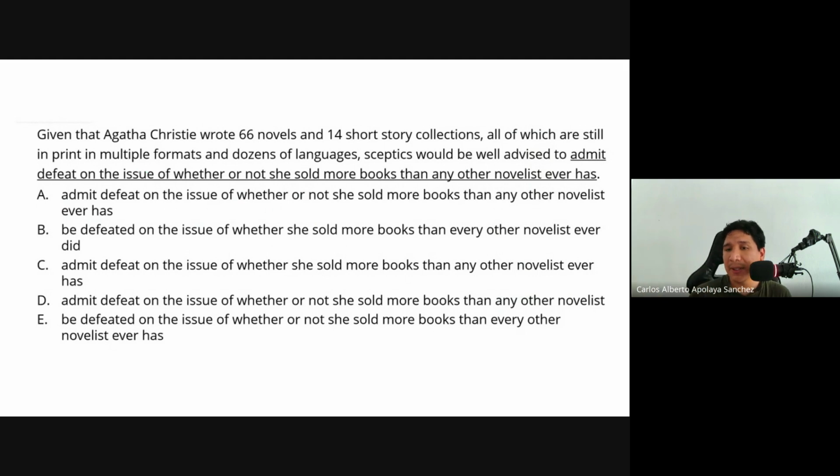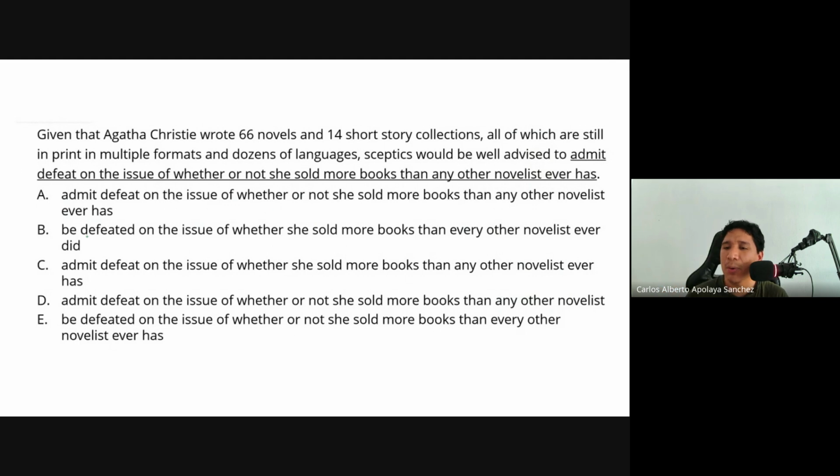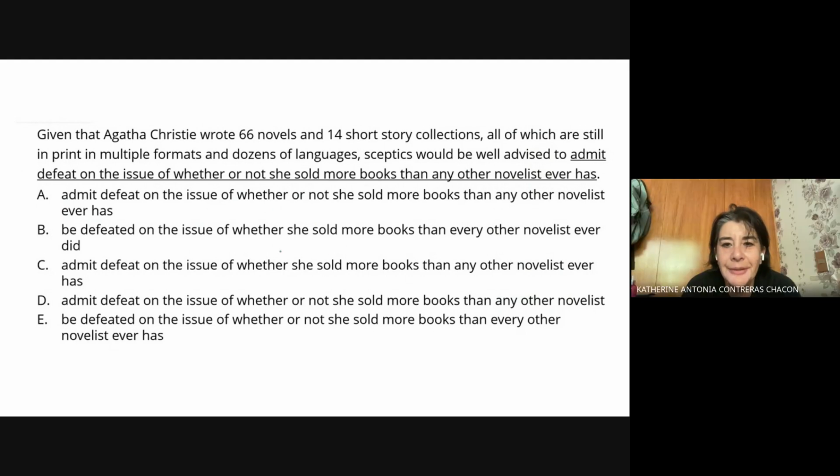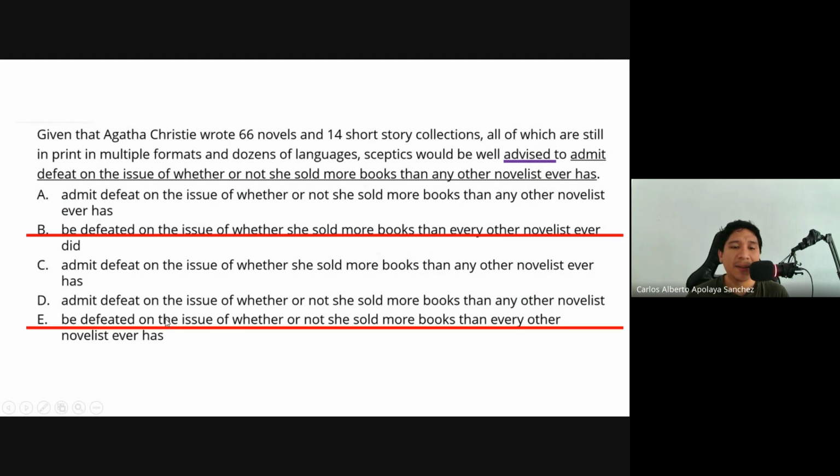For example, you never suggest or advise somebody to give up. That's not correct. So the meaning is important, not only the grammar. Because you would be saying, "I advise you to be defeated." Advised, be defeated, incorrect. So we have admit defeat, admit defeat, admit defeat.